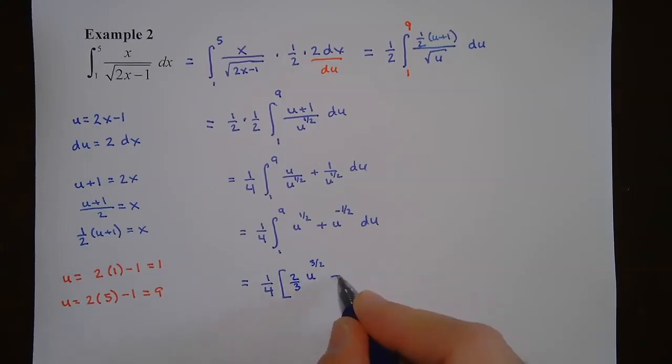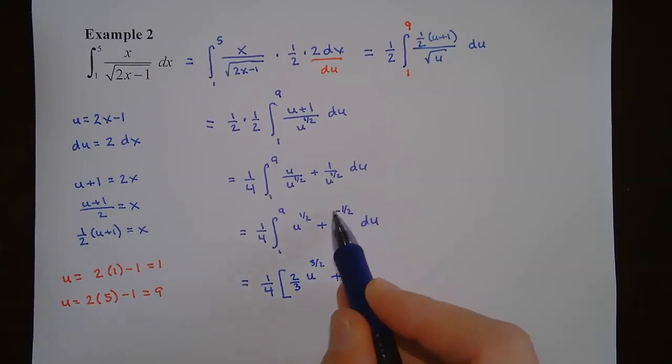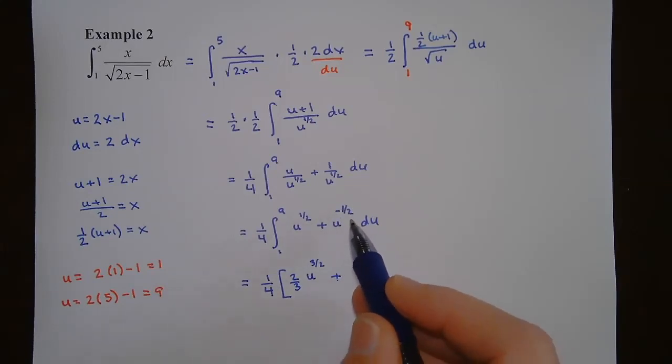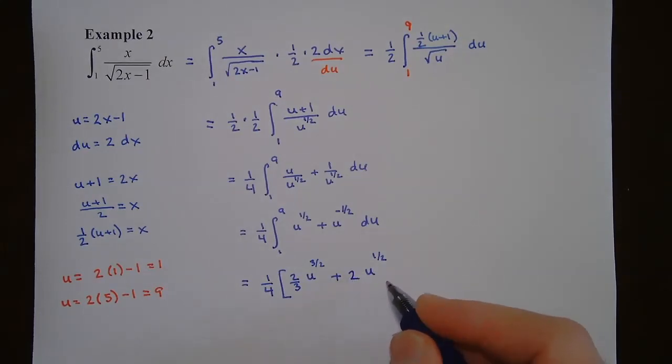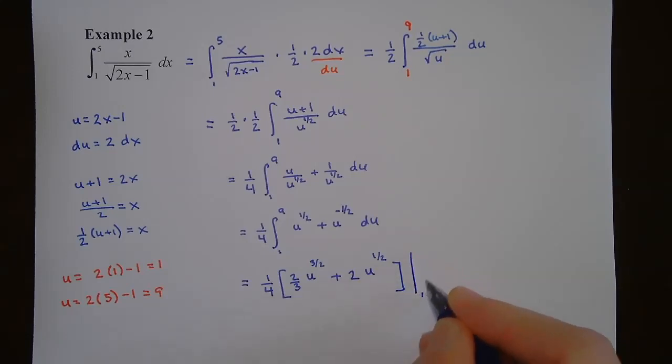So instead of dividing by 3 halves, multiply this by 2/3, and then plus, I need to add 1 to this exponent. So that'd be adding 2 halves. So leave some space. This is going to be u to the 1/2. And I would divide by 1/2, but a better way is to multiply by the reciprocal, which would be multiplying by 2, or 2 over 1. I'm just going to write 2. And I'm going to close this, and I'm going to evaluate this from 1 to 9.